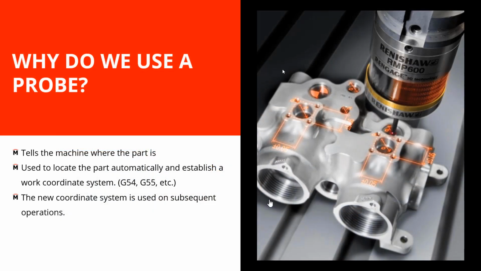But the real question is, why do we use a probe? We have to tell the machine where the part is located in space. That's generally done through using a work offset, a G54, 55, etc. Those types of items have to be input into the machine either by the operator or programmatically through the use of probing. Once we figure out where the G54 zero is on the part, then we can use that work offset for subsequent operations in order to complete those and be ready for the next operation in line.